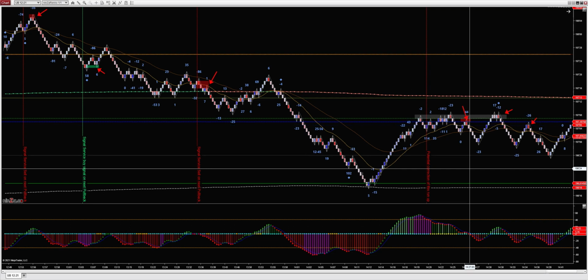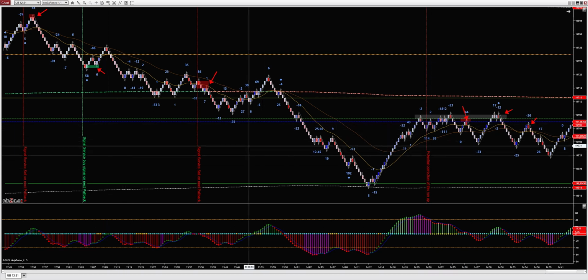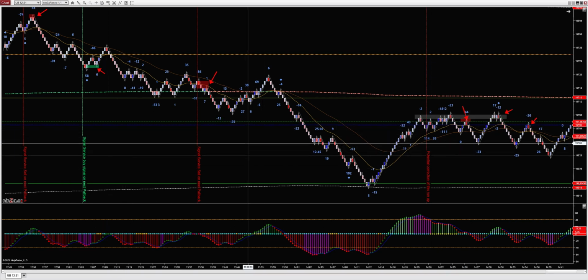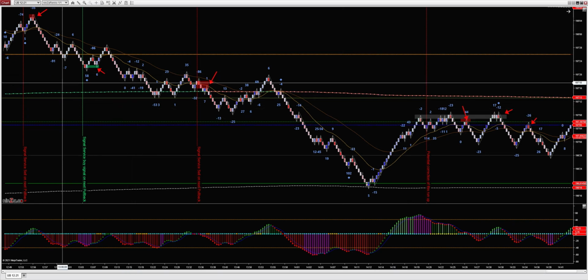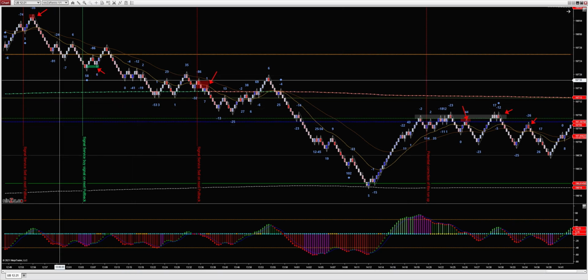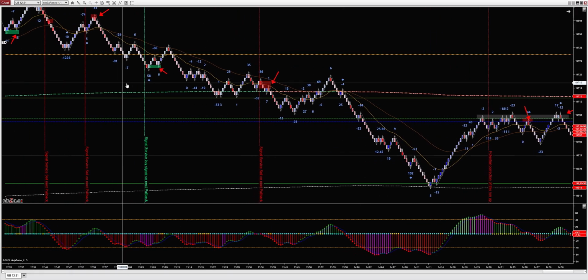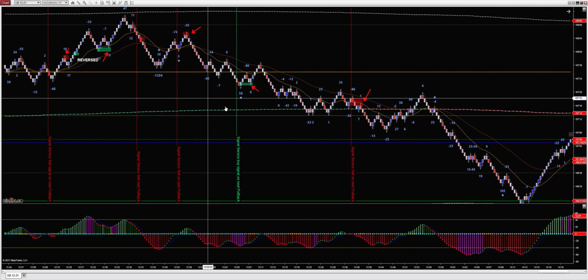So this is what I wanted to show you guys. These were the signals during the London and the bond open session. We had these signals, and this is what I wanted to share with you. Let me know what you think.